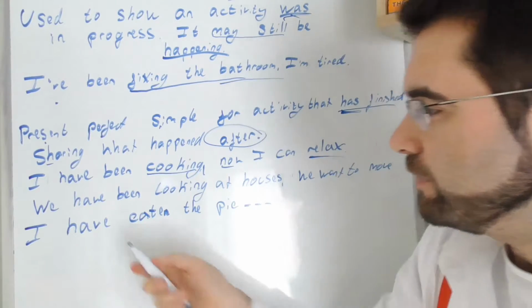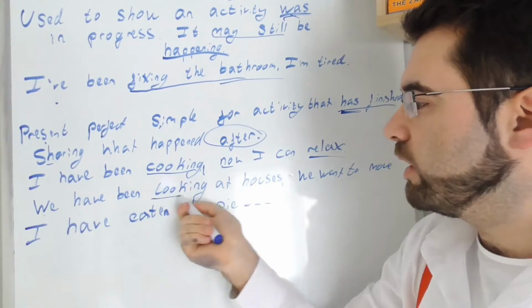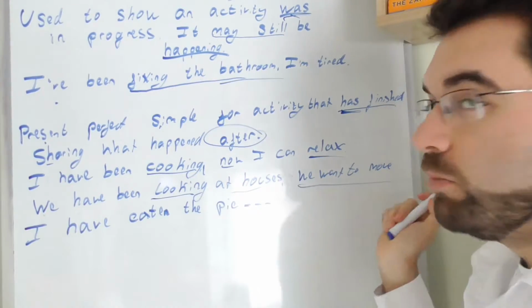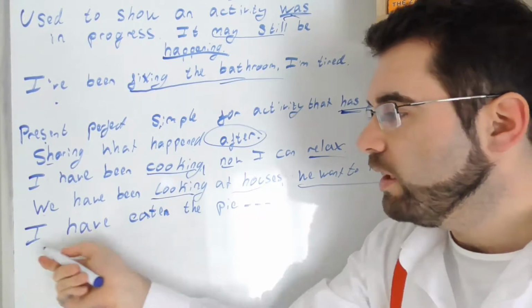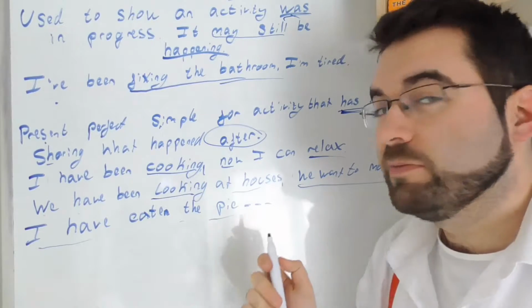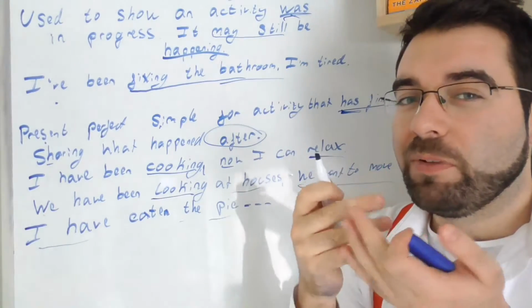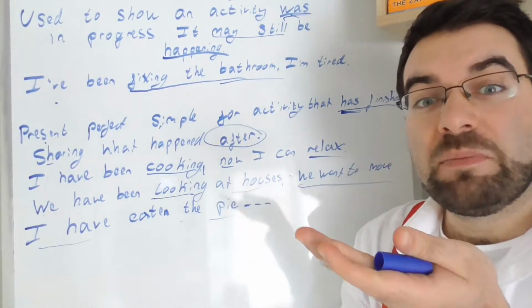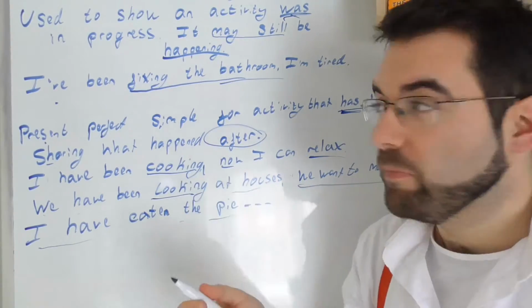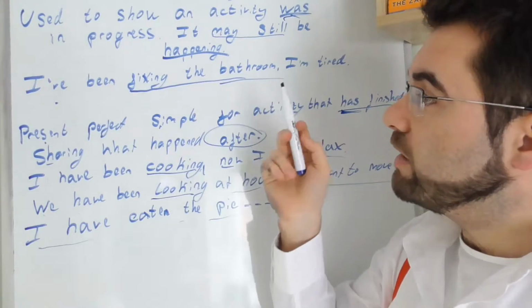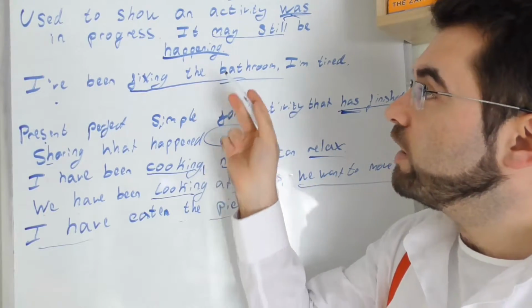We have been looking at houses. We want to move soon. Want to move home. Yeah. I have eaten the pie. I've eaten the pie. Nom nom. Now the plate is empty. Nothing here. Empty. So, again, the past continuous for things that have been happening.